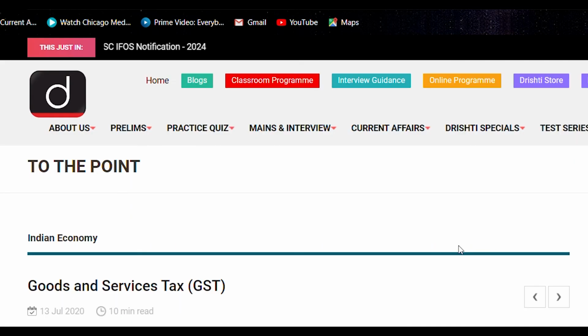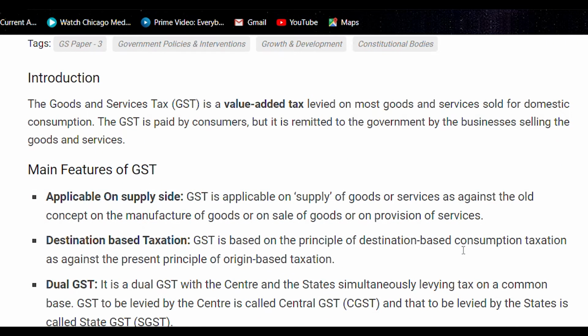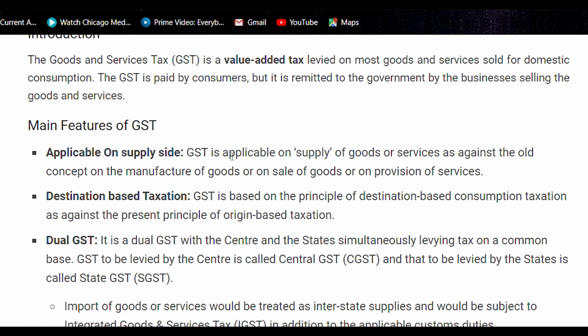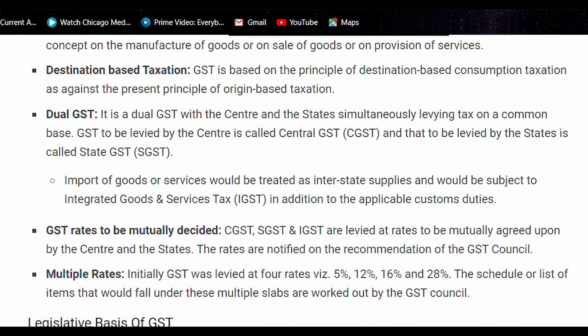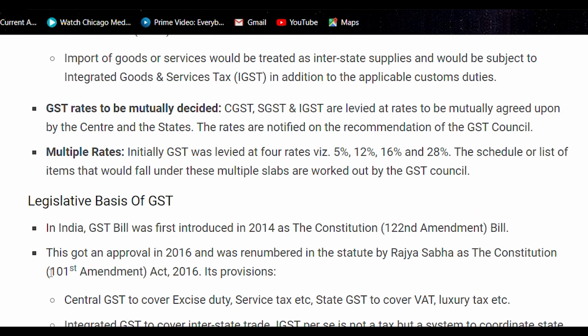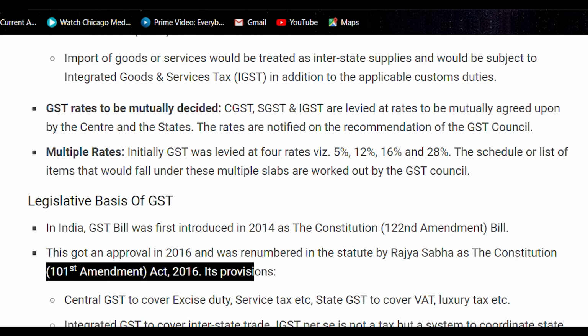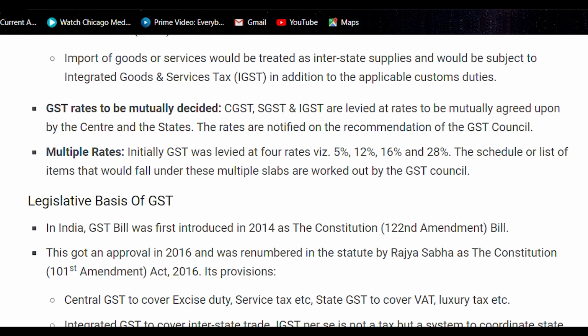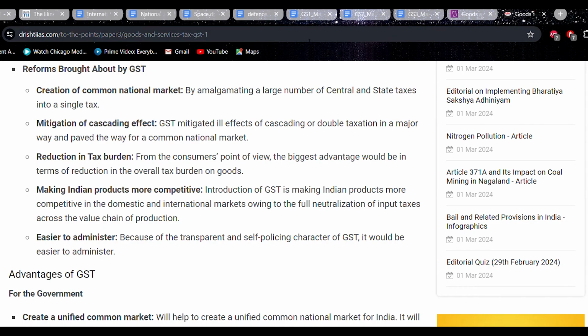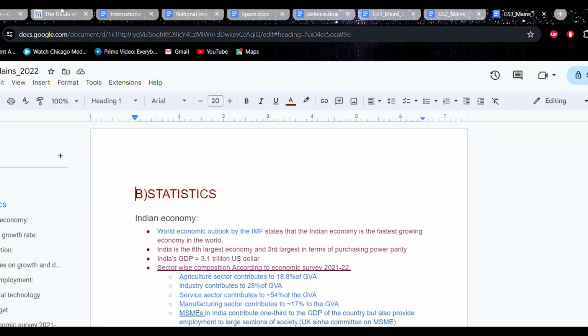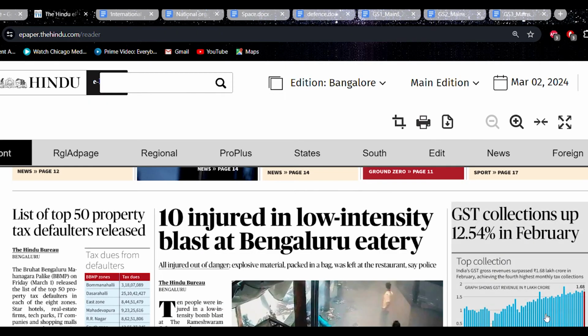Okay, see here there is GST. It is applicable on the supply of goods and services. There is CGST, SGST, IGST, and various tax slabs. Then it was created by the 101st Amendment Act, Article 246A. Then there is a GST Council presided over by the Finance Minister. So just go through this. Once you're done with this, come back to your newspaper.